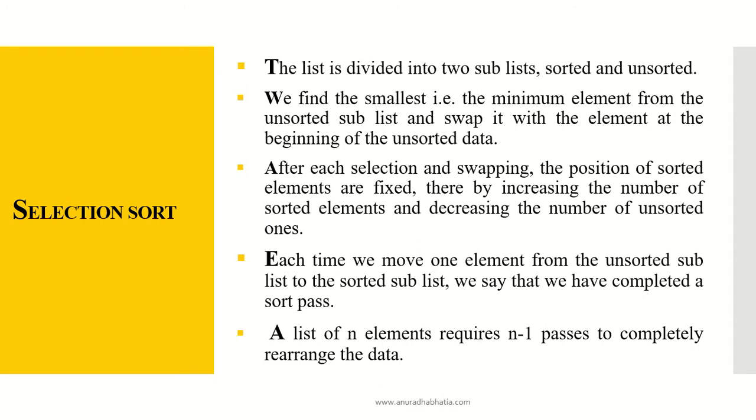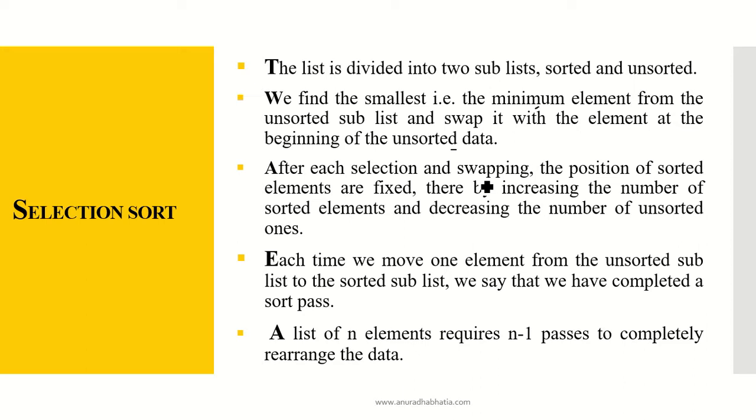The list is divided into two sublists, sorted and unsorted. We find the smallest, that is the minimum element, from the unsorted sublist and swap it with the element at the beginning of the unsorted data. We will see how this actually works. After each selection and swapping, the position of the sorted elements is fixed, thereby increasing the number of sorted elements and decreasing the number of unsorted ones.